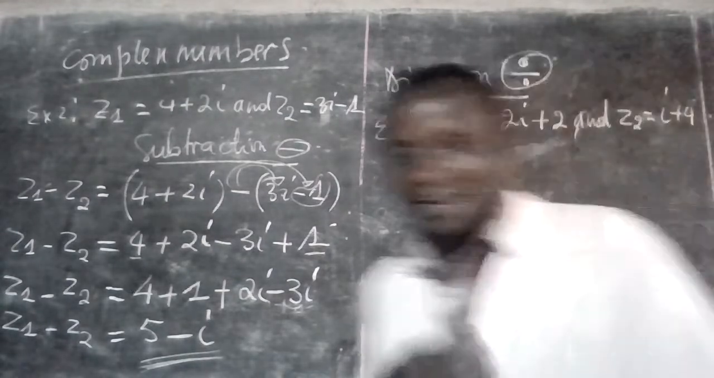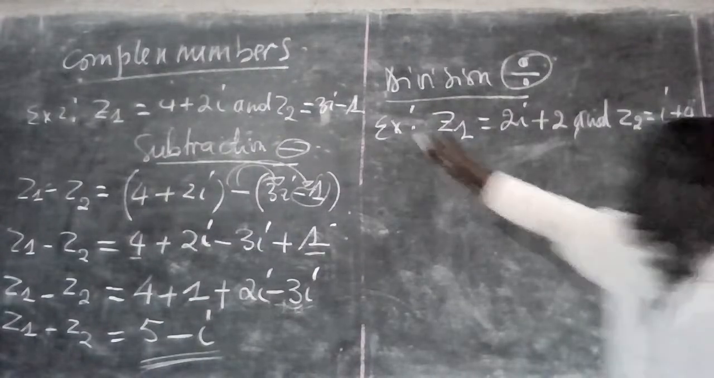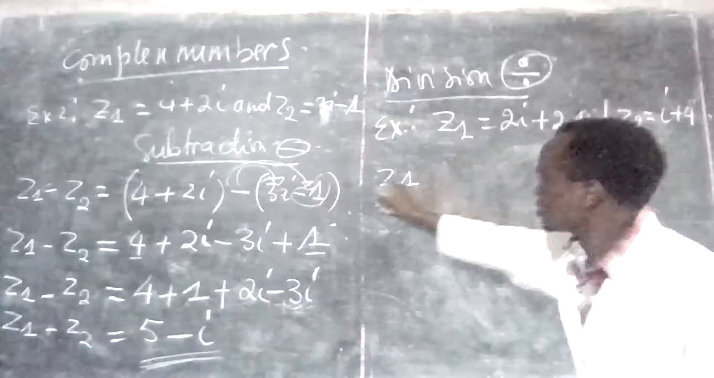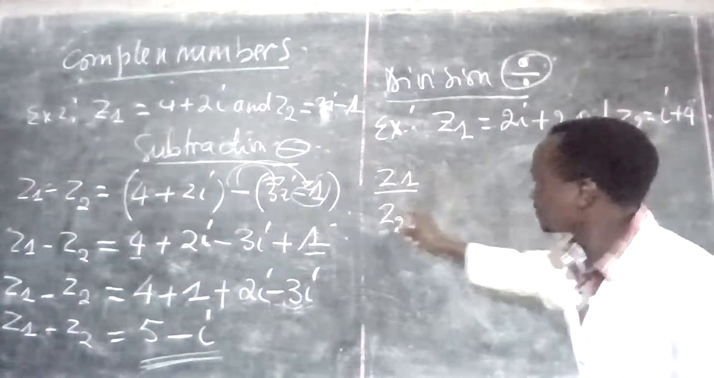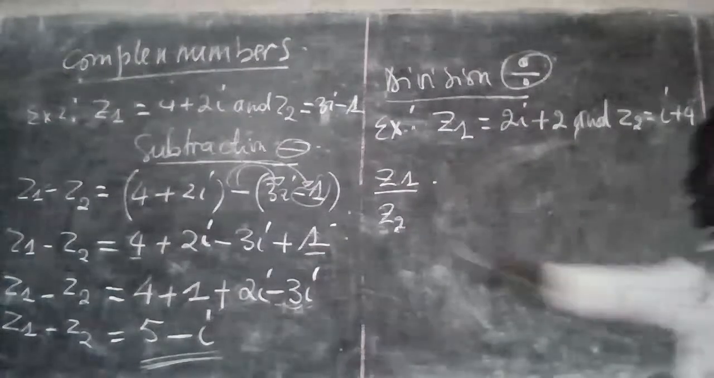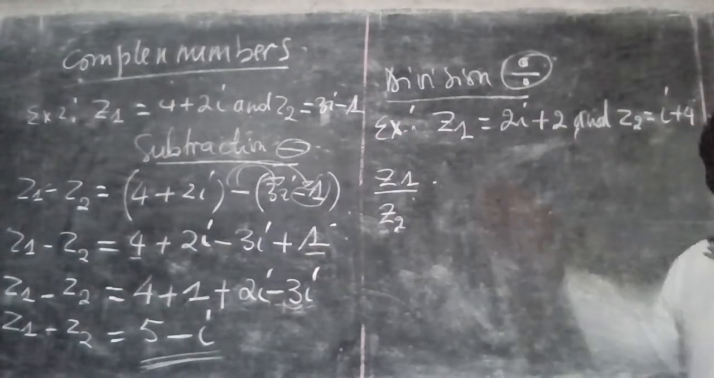Yes, are we together there? Now let's do it, please. We have Z1 over Z2. How are you going to do this with complex numbers?